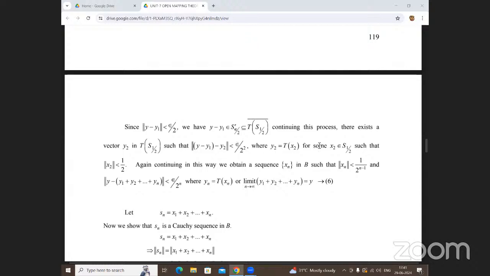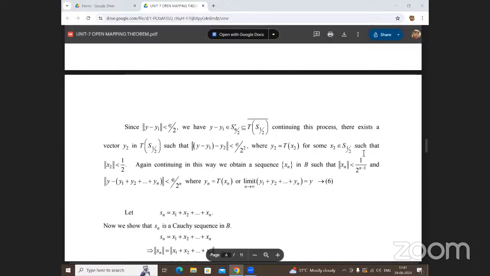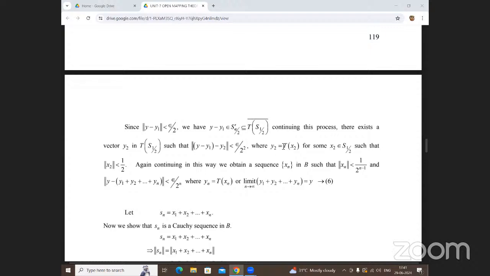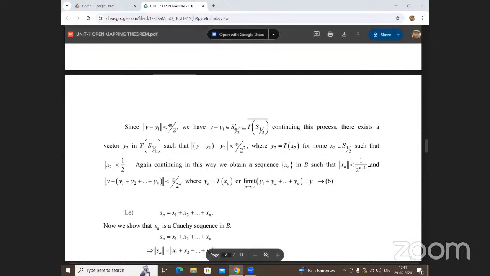So y2 equals T of x2, for some x2 which also belongs to S1 by 2, such that norm x2 is less than 1 by 2. Now continuing this process, let xn be any one of the sequence in capital B such that norm xn is less than 1 by 2 power n minus 1.